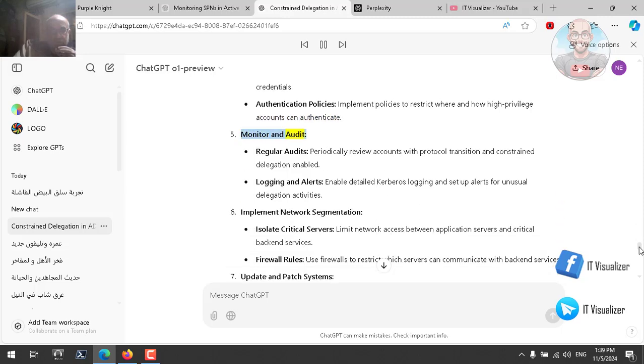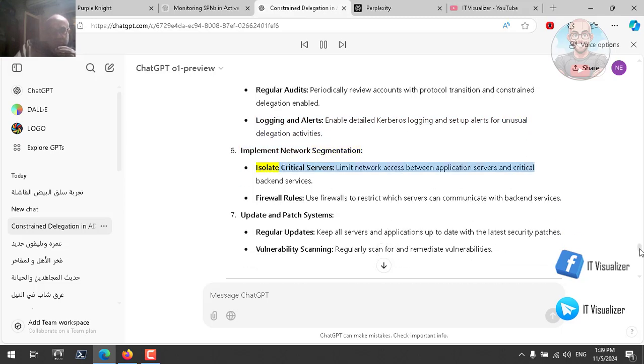Monitor and audit. Regular audits: periodically review accounts with protocol transition and constrained delegation enabled. Logging and alerts: enable detailed Kerberos logging and set up alerts for unusual delegation activities. Implement network segmentation. Isolate critical servers: limit network access between application servers and critical backend services. Firewall rules: use firewalls to restrict which servers can communicate with backend services.